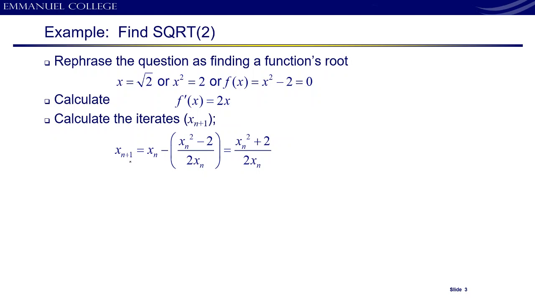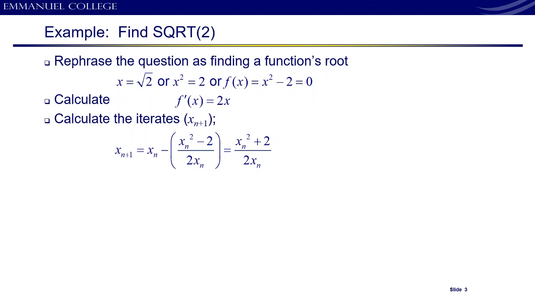So the next term is equal to the previous minus x sub n squared minus 2 divided by 2xn. And then with a little bit of arithmetic and algebra, you can get this nicer single expression.